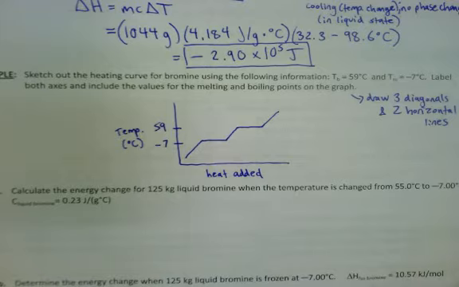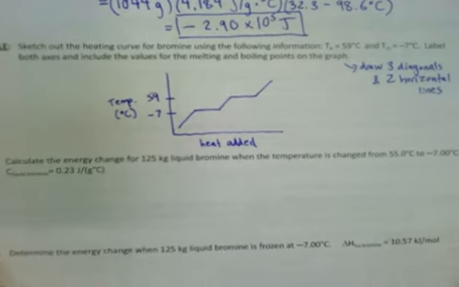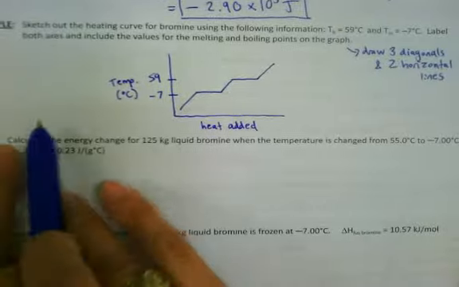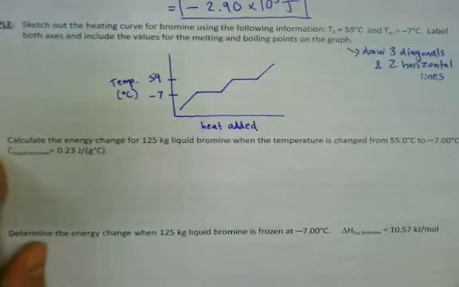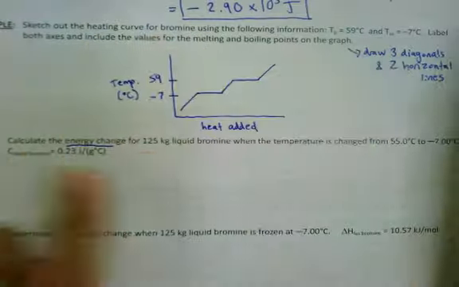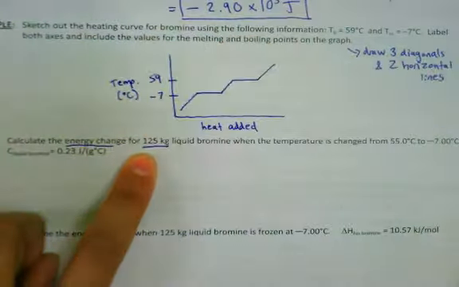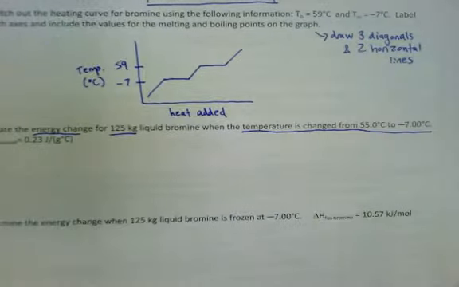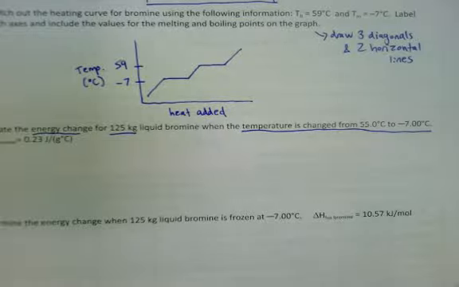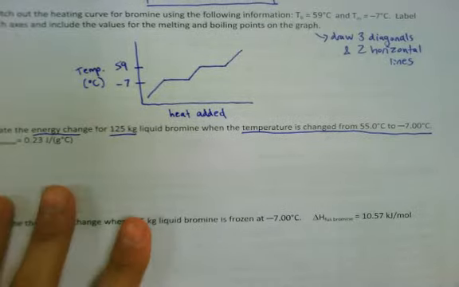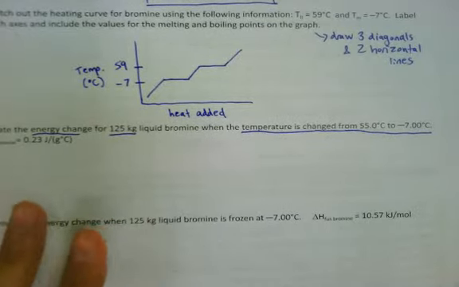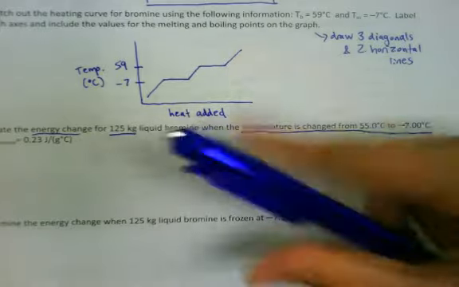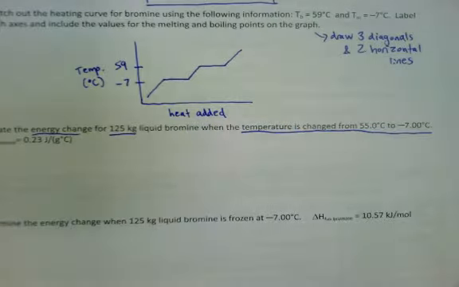So with our heating curve for bromine drawn in, we're going to move to the next part of the problem, where it says to calculate the energy change. We want to know the energy change for 125 kilograms of liquid bromine when the temperature is changed from 55 degrees Celsius to -7 degrees Celsius. So I like to put this on my graph here.